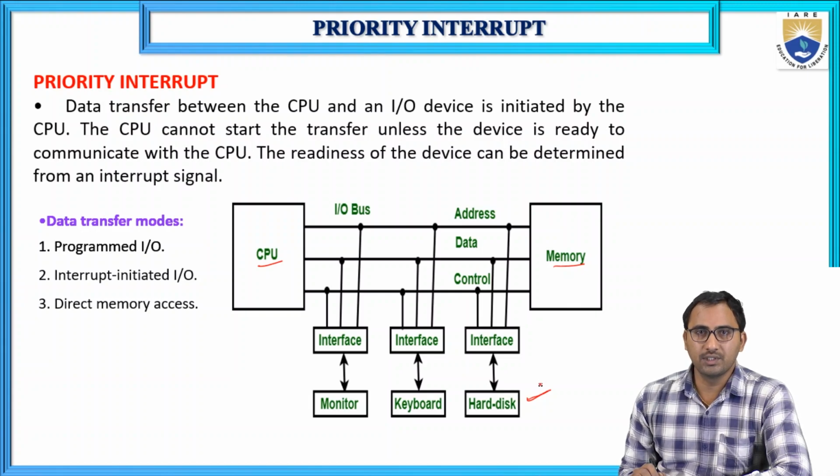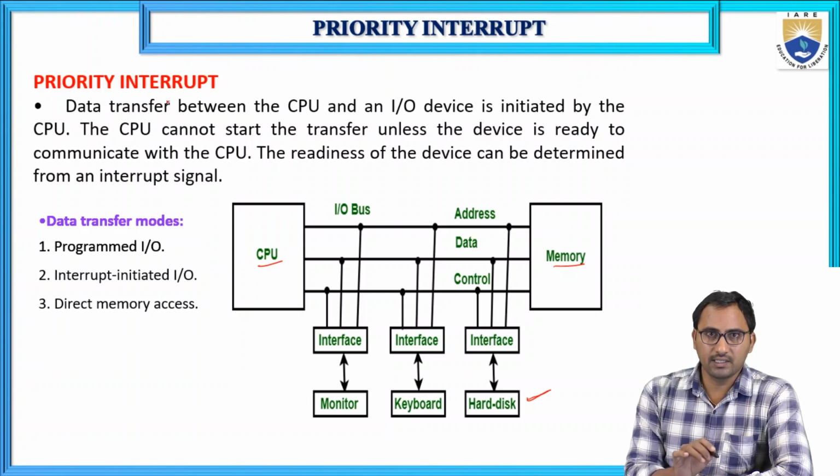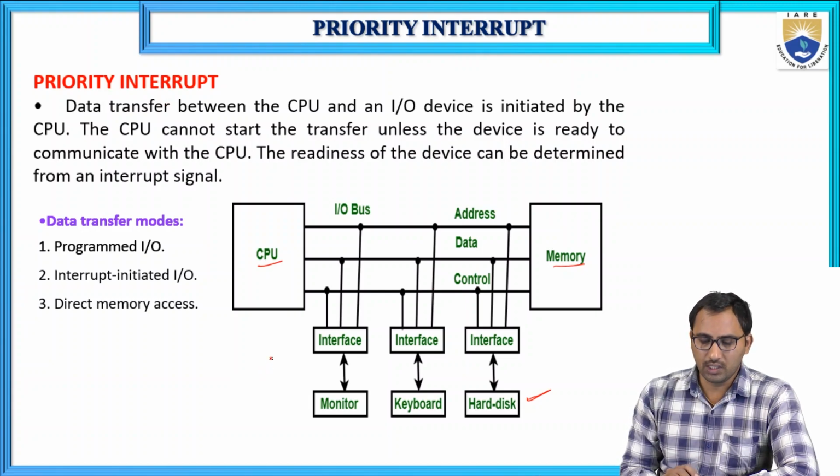The I/O subsystem provides efficient communication of the CPU with the external world, because we are interfacing several I/O devices with the CPU, so that the CPU can communicate with the outside world. Here we are discussing the priority interrupter. So, what is priority interrupter? Priority interrupt is a mechanism that allows the highest priority device to interrupt the CPU. That is called priority interrupter.